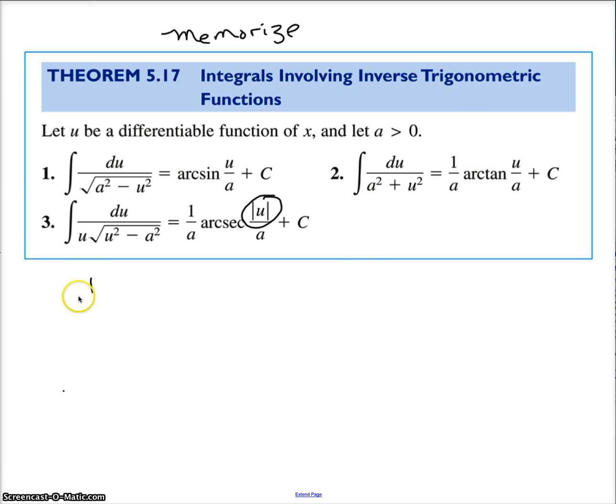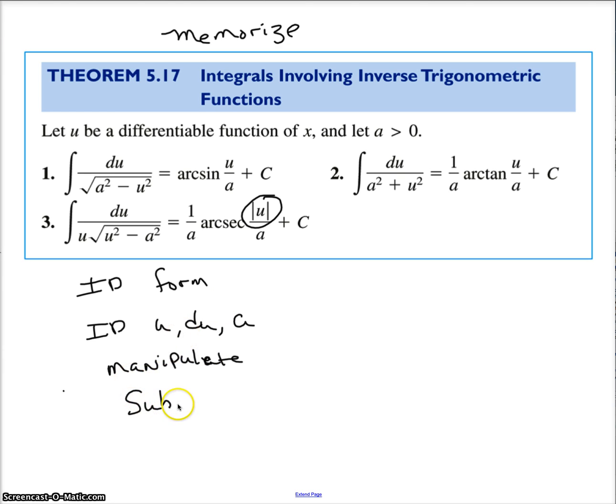To do these, I want you to identify the form, all right, and write that down with the solution, okay? And then you need to identify u, du, and a in all of these problems. And then you need to manipulate your integral, M-A-N-I-P-U-L-A-T-E. Manipulate your integral to get it in the correct form, and then substitute back in. And then simplify. And only simplify, S-I-M-P-L-I-F-Y. Simplify. All right.